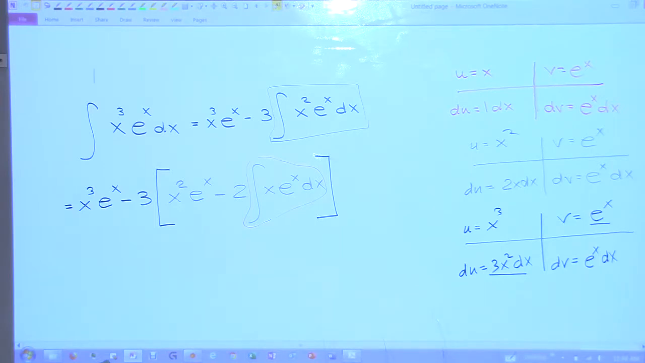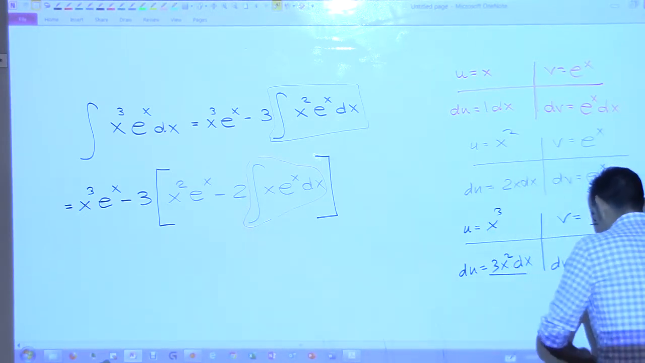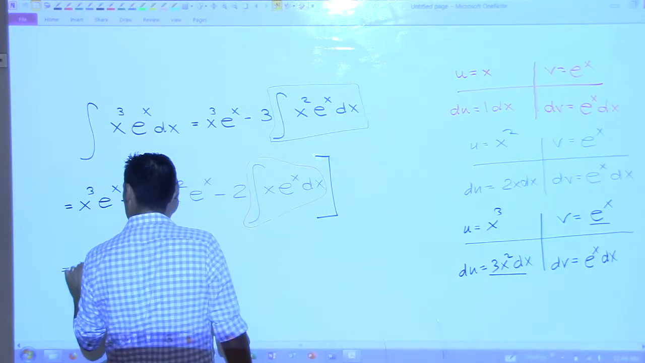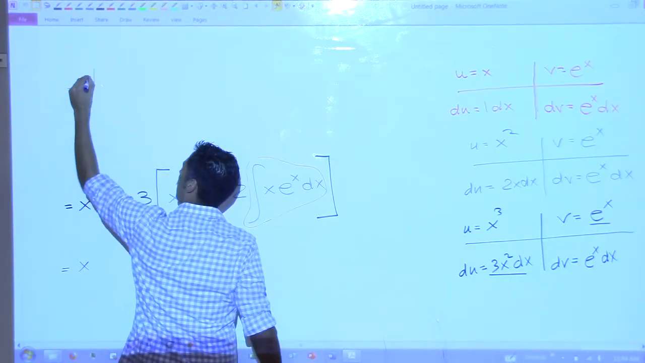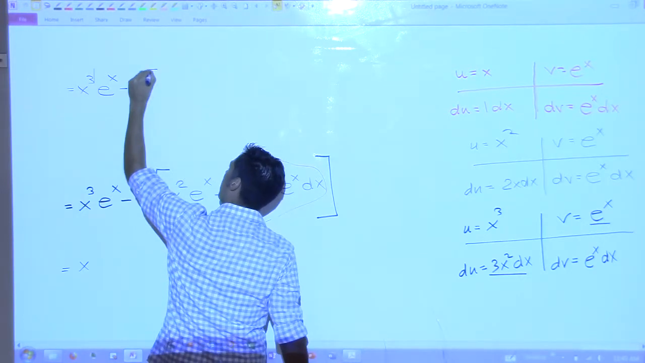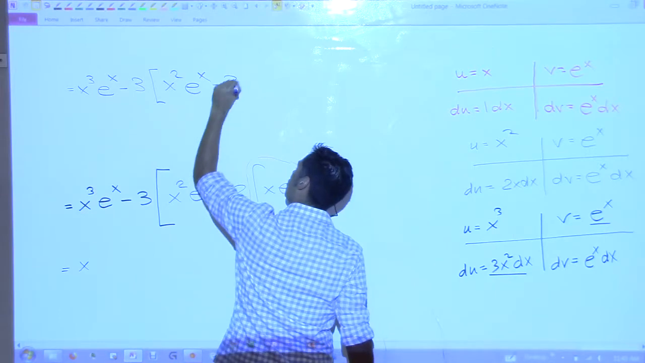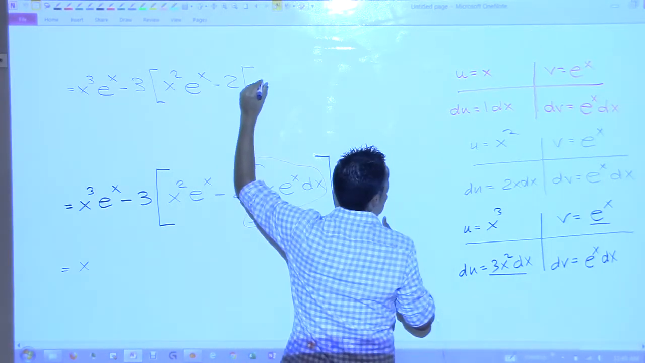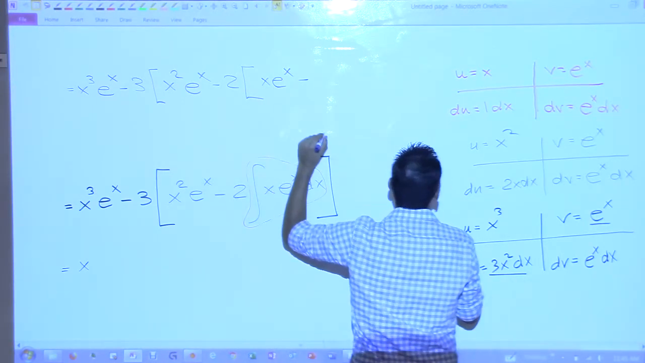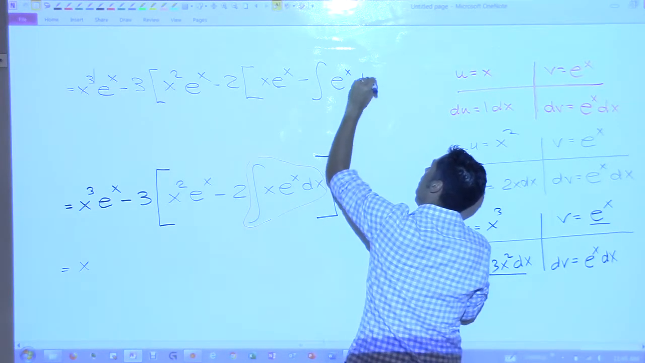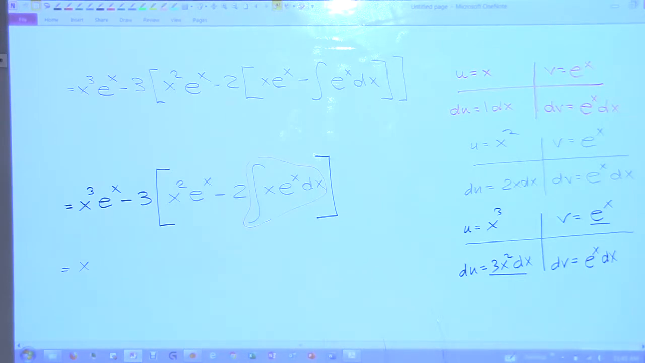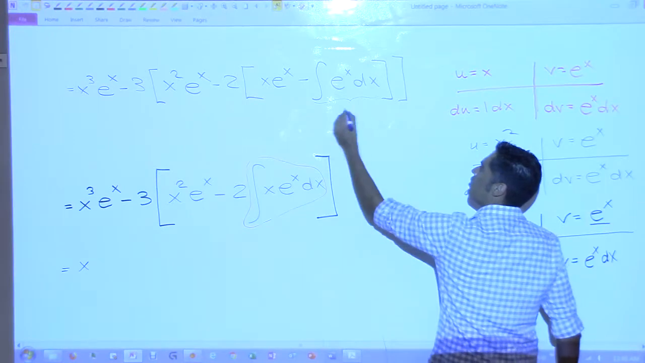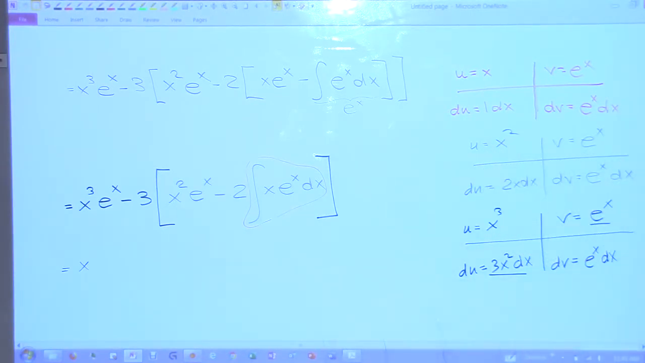Well, these are all terrible. I'm letting you figure out what ultraviolet minus voodoo is there, but I think I'm ready to write it all out, and I'm going to do it in just purple here. So I have x cubed. Let me put it up top higher so you can see it. Okay, we have x cubed e to the x minus 3 bracket x squared e to the x minus 2, another bracket, the antiderivative of this, which is x e to the x minus the integral of e to the x, that's your voodoo, dx. Close the bracket. Close the bracket. And what is this right here? That's just e to the x. And then we have a plus c, right? But I'll just throw that onto the final answer.